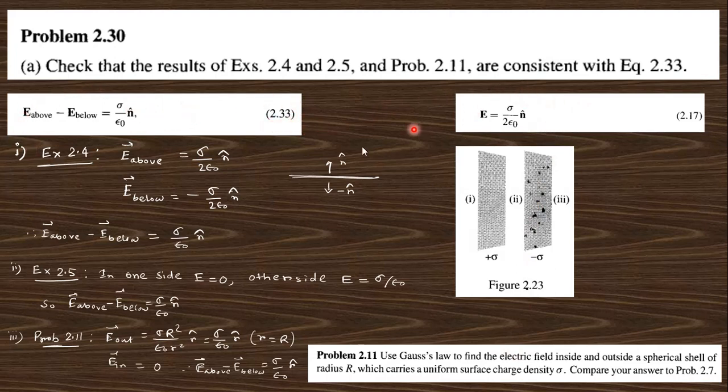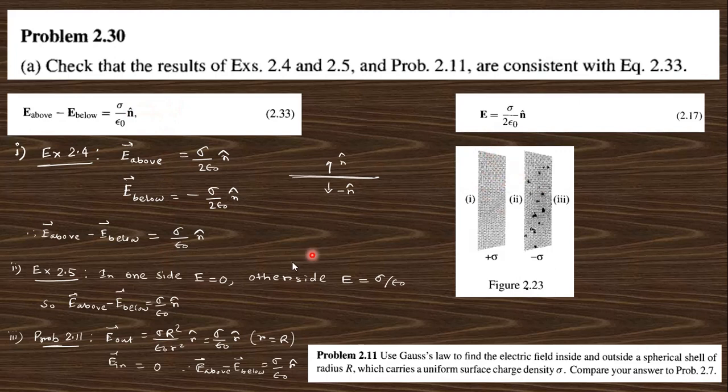First, Example 2.4, where you know the electric field above the conductor. If this is a conductor, above it the electric field will be sigma by 2 epsilon naught n cap. If this is n cap, the other will be minus n cap, then below it will be like that. Then the difference, E above minus E below, will be minus of minus, so we get sigma by epsilon naught n cap, which satisfies this.